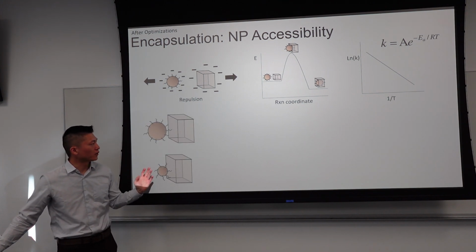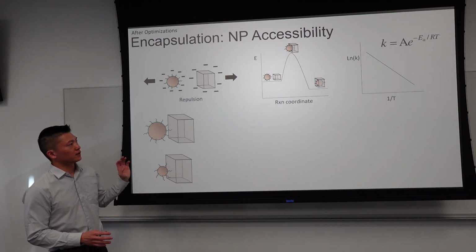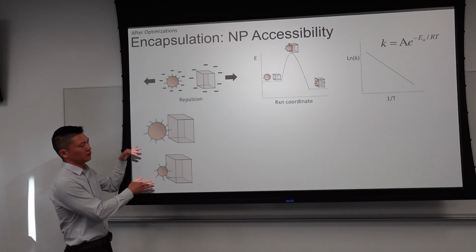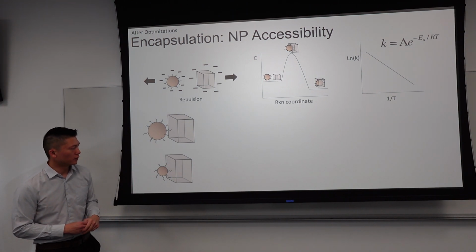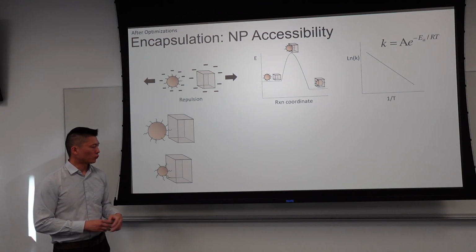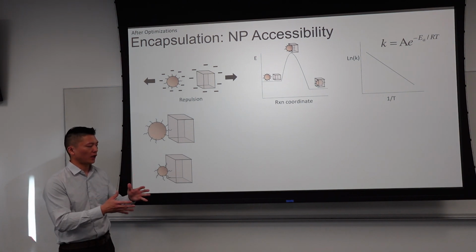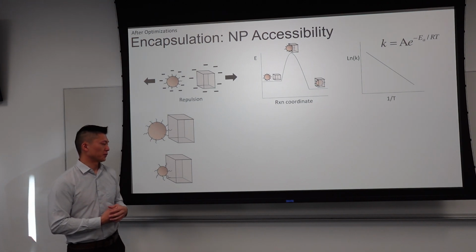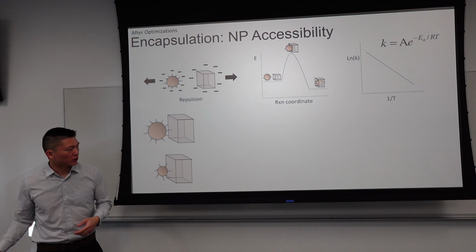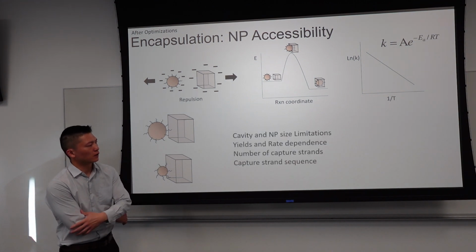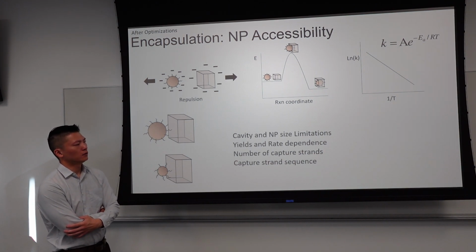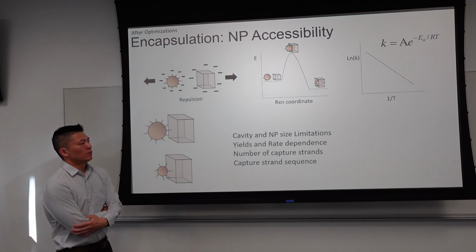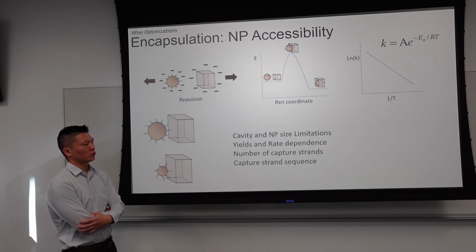Anyways, I do put here that we're talking about accessibility, the ease of a nanoparticle going inside a cage, and there are lots of things to consider in these experiments. Of course, the smaller the nanoparticle, we expect it to enter the cage a lot more easily, so higher accessibility. So we would expect higher yields and rates, but how much higher are the yields going to be, and how much faster is the reaction going to be as well? We also want to know, of course, the cavity and nanoparticle size limitations.